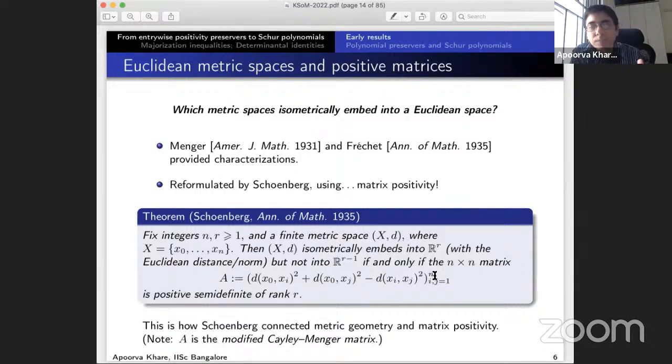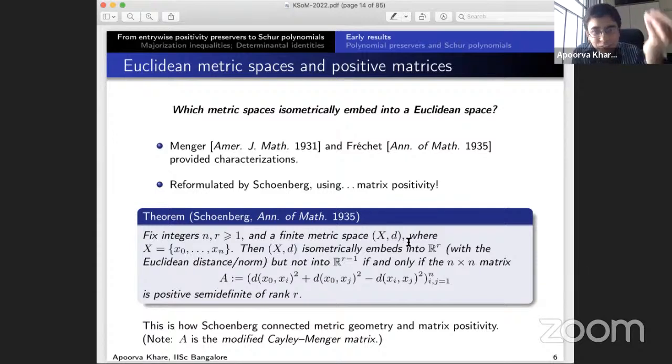Remember that for a metric space, the entire information is encoded by its distance matrix, d(xi, xj). So I take that matrix, which should be an n plus 1 cross n plus 1 matrix, and I form the related n cross n matrix in this way. And that has to be positive semi-definite. Only then X can isometrically embed.